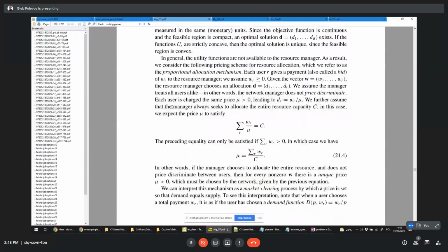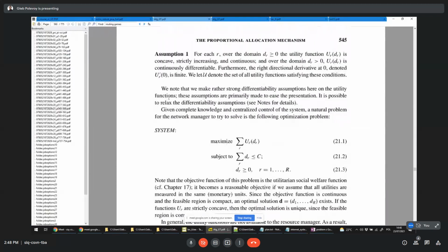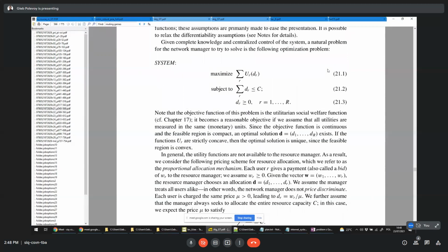It does satisfy all the requirements of assumption 1, which is that the utility functions are concave, strictly increasing, continuous, and of course continuously differentiable, just a linear function. Did you ask something? No, I was just agreeing. So let's see. The right derivative at 0 is finite, of course. It's 1. Any derivative at any place here is 1. So let's take a look at what happens here.